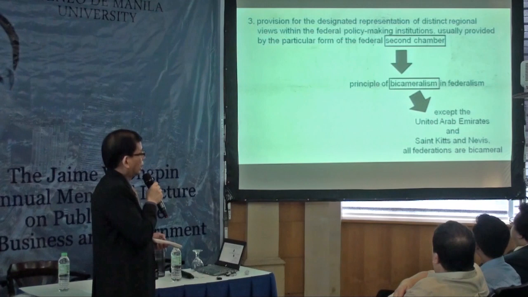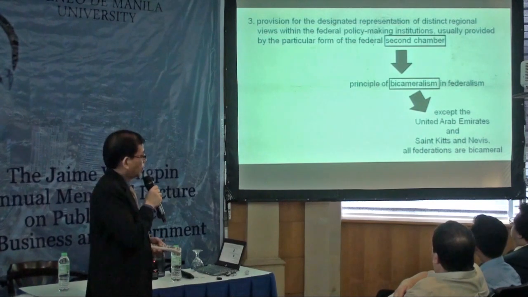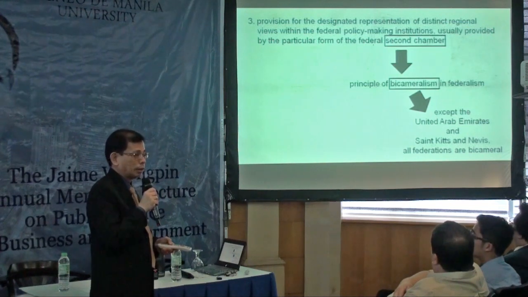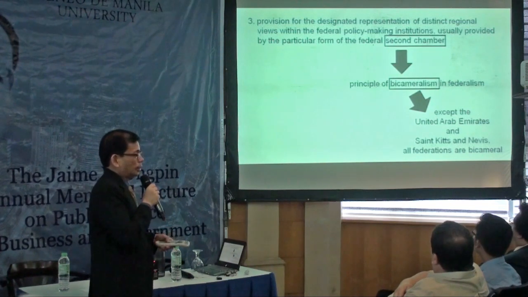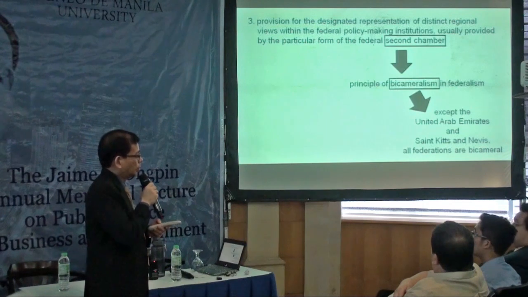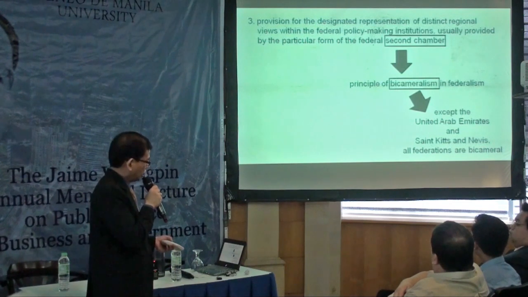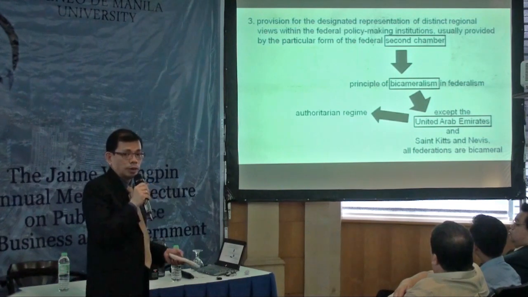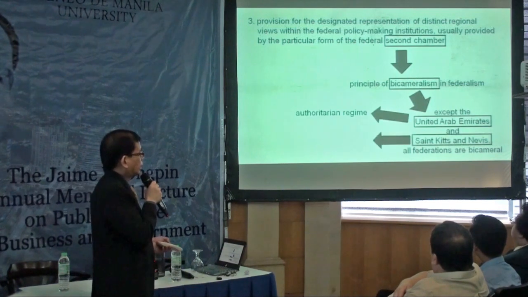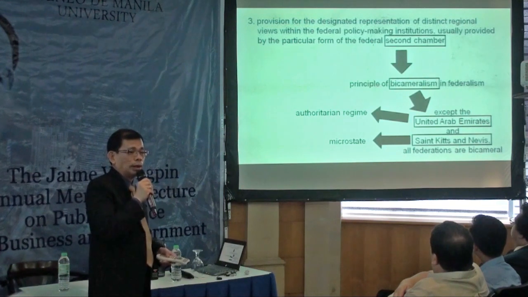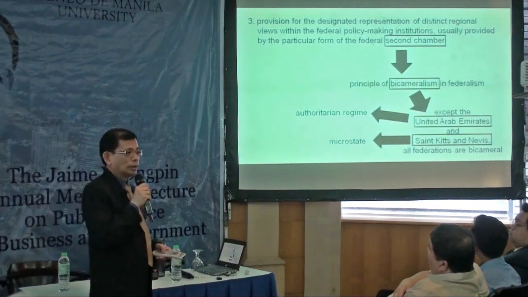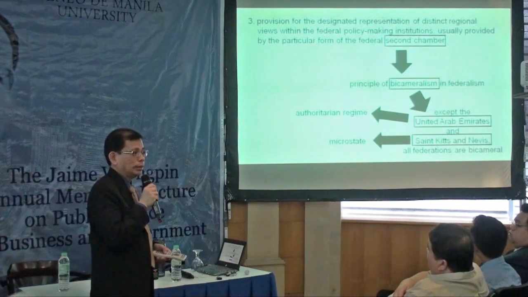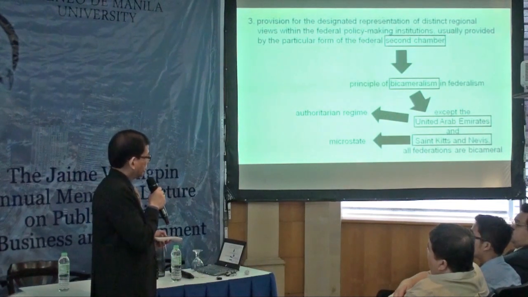Except the United Arab Emirates and St. Kitts and Nevis, all federations are bicameral. And these two countries actually prove the rule because they do not undermine the argument. United Arab Emirates is actually an authoritarian regime. St. Kitts is a microstate whose population is just a quarter of the biggest population of a barangay in Quezon City, Barangay Commonwealth.